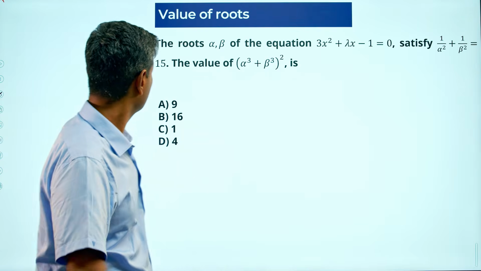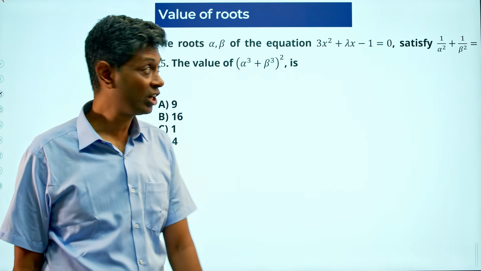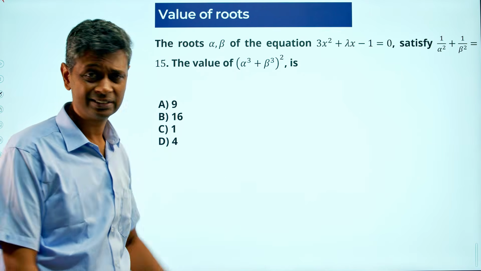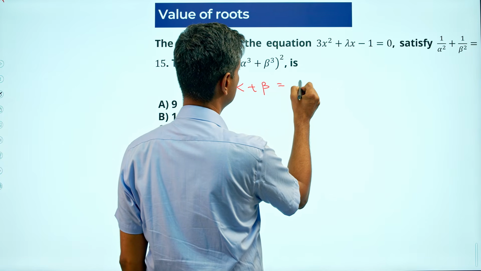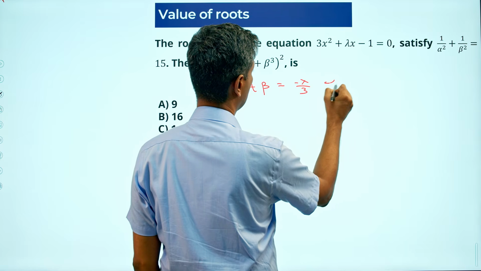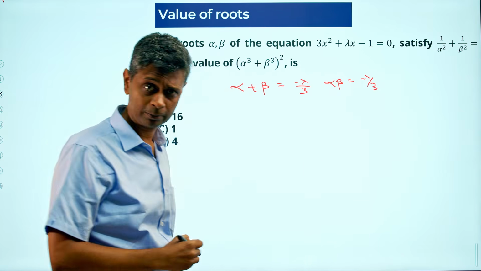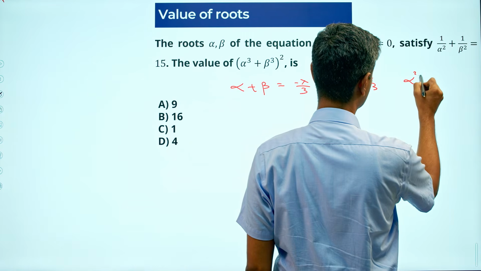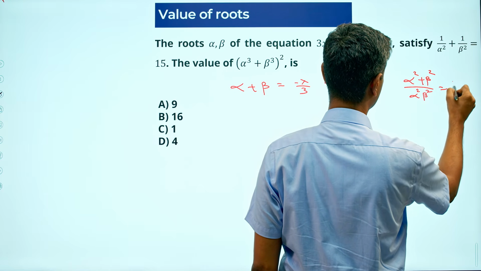Let's do this one. Alpha, beta are roots of the equation 3x squared plus lambda x minus 1 equals 0, and satisfy 1 by alpha squared plus 1 by beta squared equals 15. Classic question: alpha plus beta is minus lambda by 3, alpha beta is minus 1 by 3, minus b by a and c by a. 1 by alpha squared plus 1 by beta squared is alpha squared plus beta squared by alpha squared beta squared, which is 15.